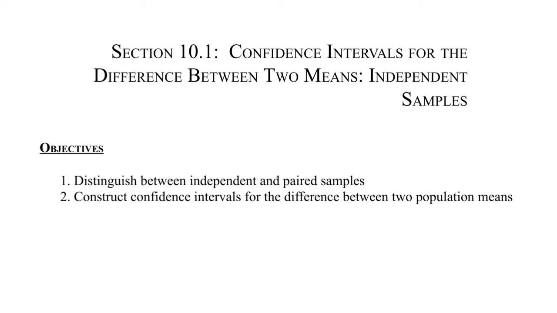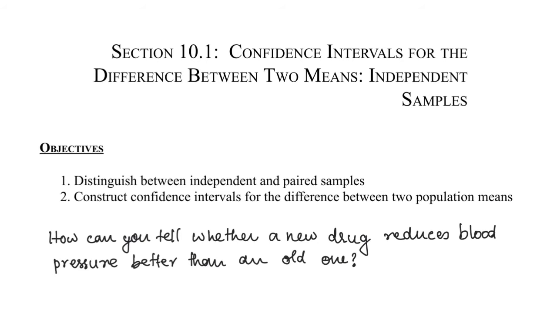Hi, this is your Professor Sudha Kolathuparambil. Section 10.1: Confidence Interval for the difference between two means, independent samples. It has two objectives: distinguish between independent and paired samples, and construct a confidence interval for the difference between two population means. How can you tell whether a new drug reduces blood pressure better than an old one?